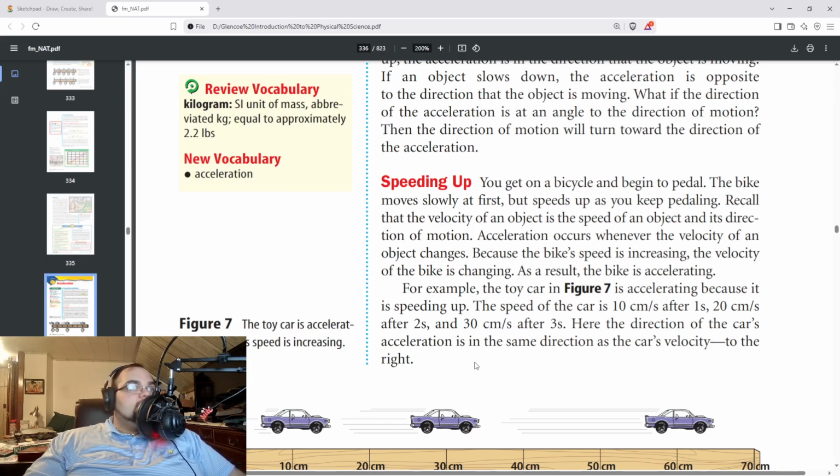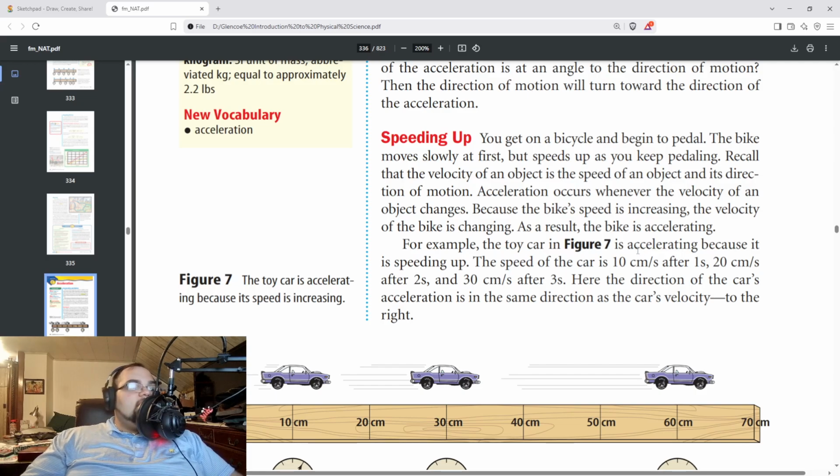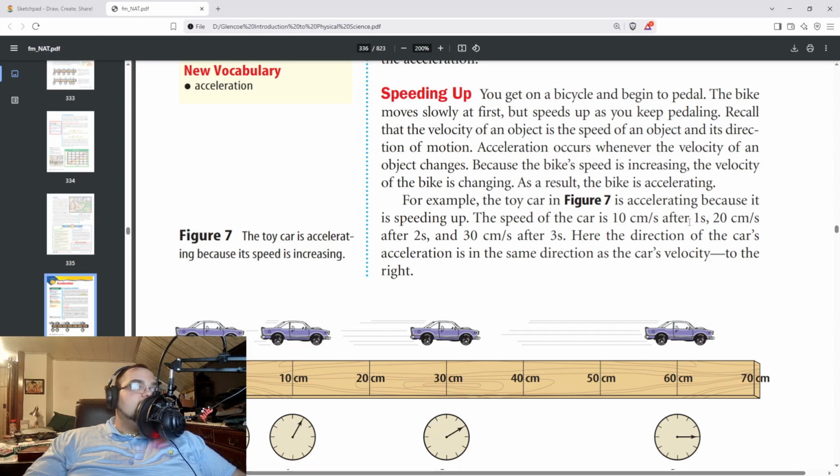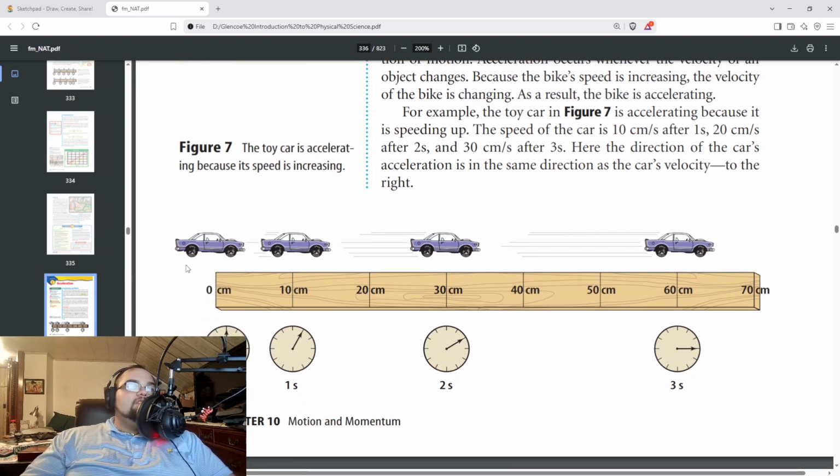Look at this toy car right here. It's accelerating because it's speeding up. The speed of the car is 10 centimeters a second after 1 second. It's 20 centimeters a second after 2 seconds, and it's 30 centimeters a second after 3 seconds. Here, the direction of the car's acceleration is the same. It's going towards the right. But you can see you start at 0, then you go to 10, then to 20, then 30, and keep on going faster and faster each second.